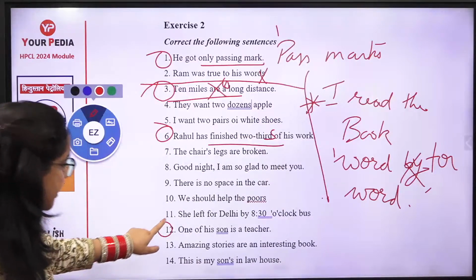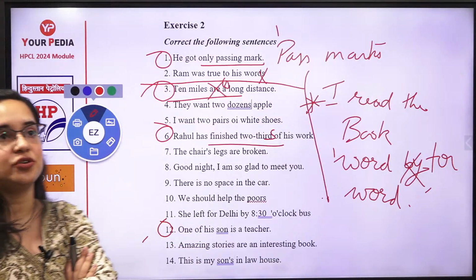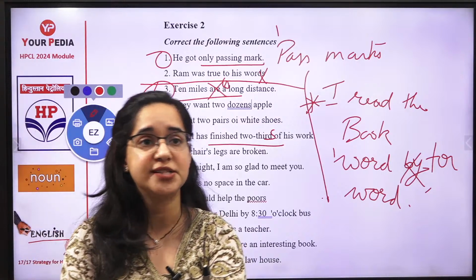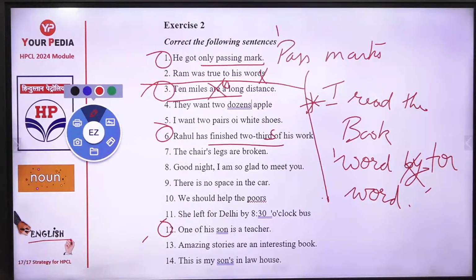Okay, go for this one. 12th. One of his son is a teacher. One of son. Don't go for had and all that. It's not required. It's not tense. It's thirds. Very good. One of his son is a teacher. Is it right or wrong?